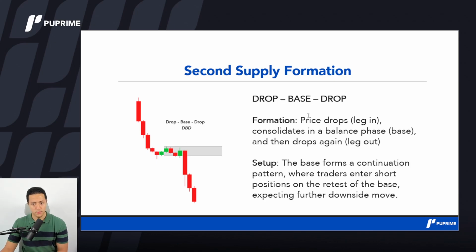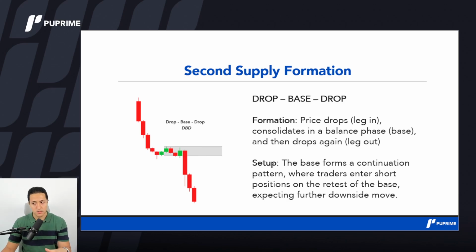What's the drop base drop? The price drops, okay? Again, this is the leg in. Remember the three parts of any supply or demand zone. We said we have a leg in, we have a base, and we have a leg out. So price drops, creating the leg in. It consolidates in a balance phase.